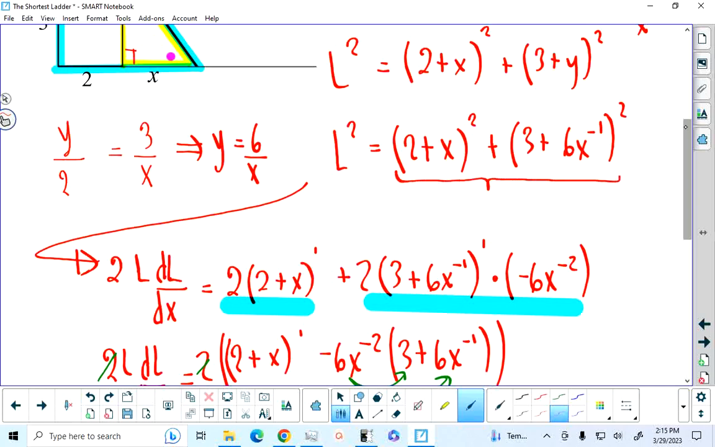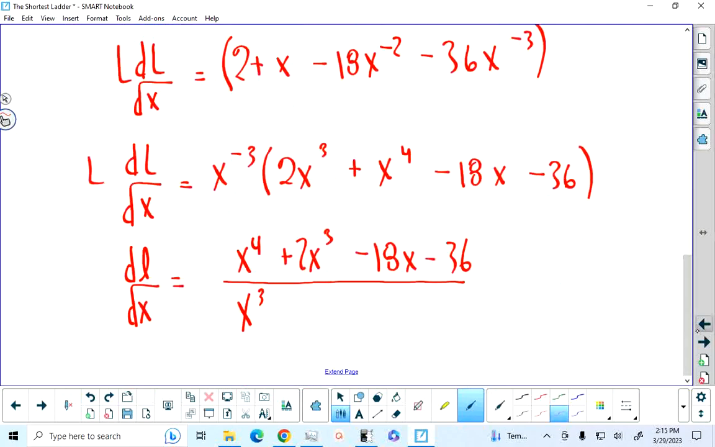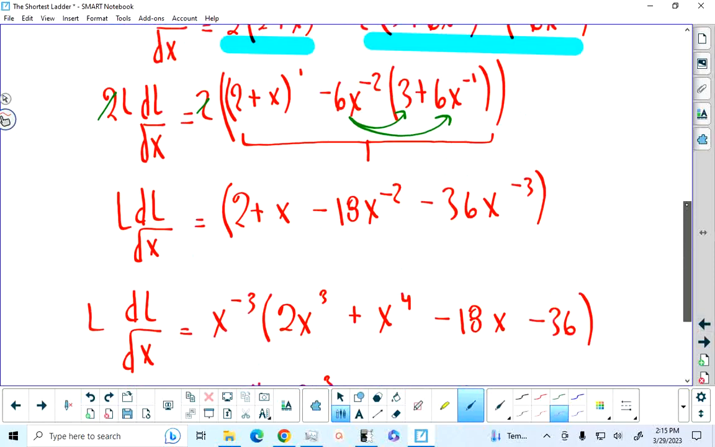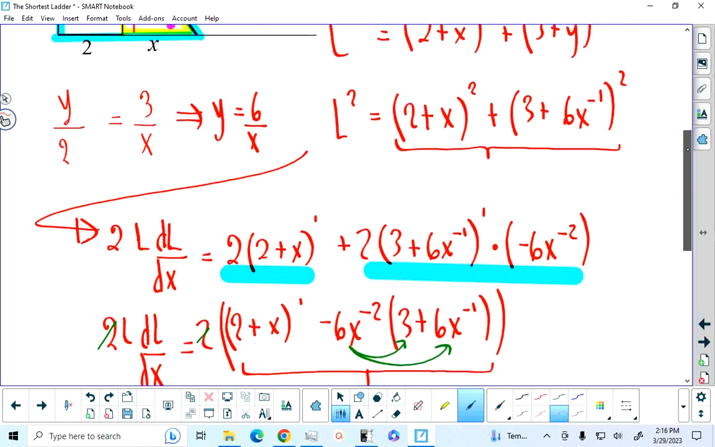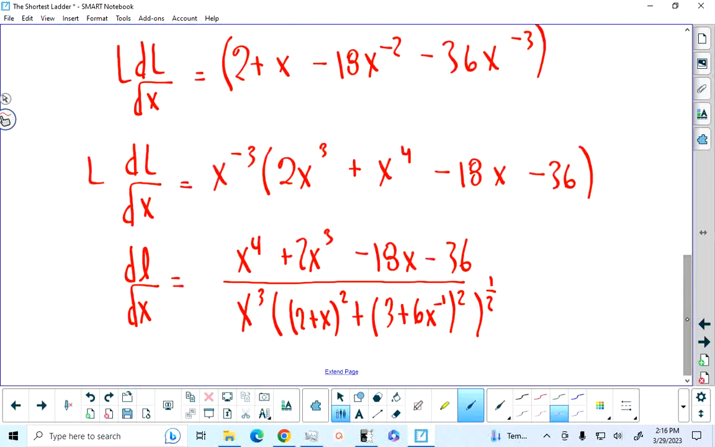And I'm not going to worry about the fact that it has negative exponents in it. So I have the square root of that, which is 2 plus x squared plus 3 plus 6x to the negative 1 squared, all raised to the half. Just double checking, and it looks good.